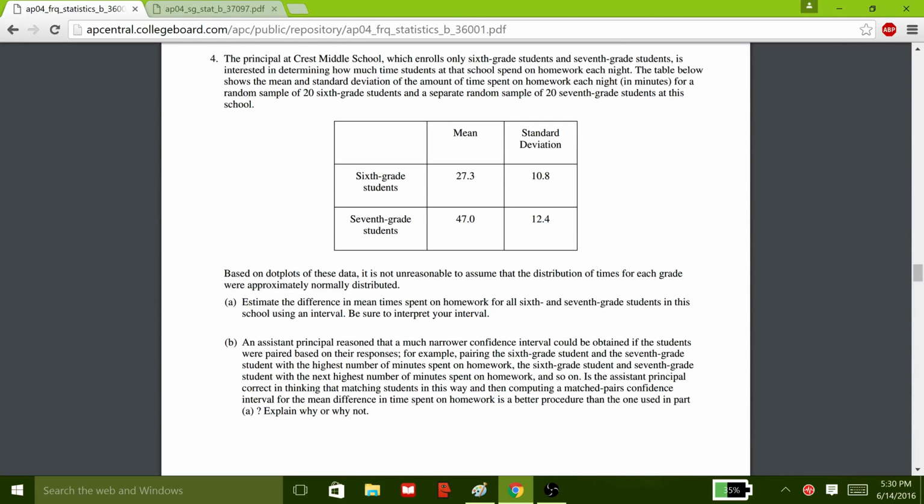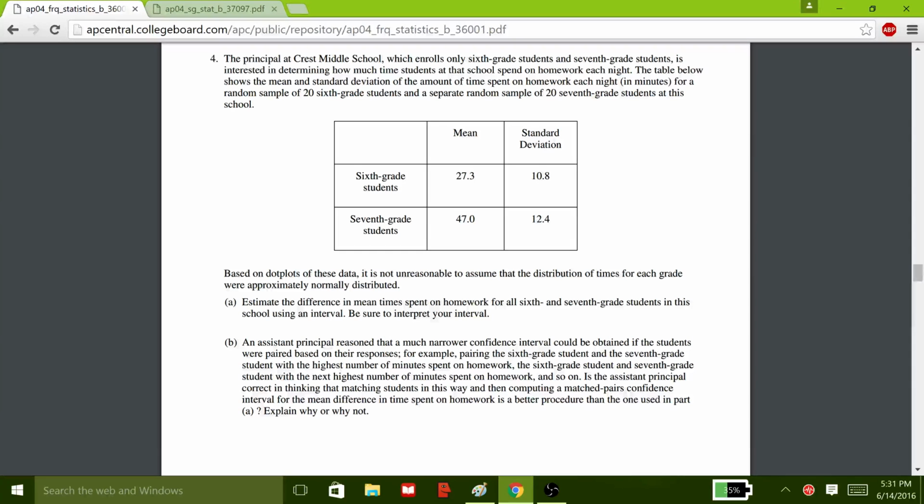Part A of the question reads, estimate the difference in mean time spent on homework for all 6th grade and 7th grade students in the school using an interval. Be sure to interpret your interval. This question is asking us to construct a two-sample Z interval.